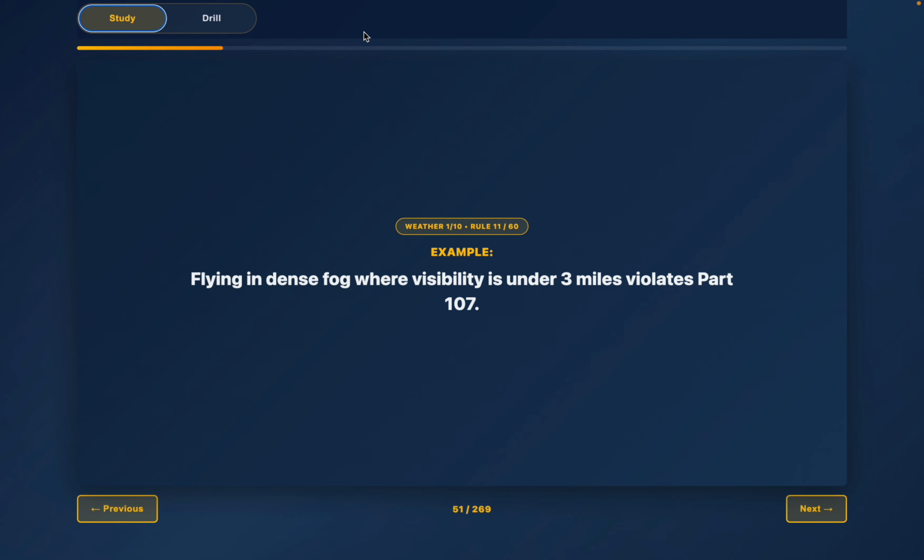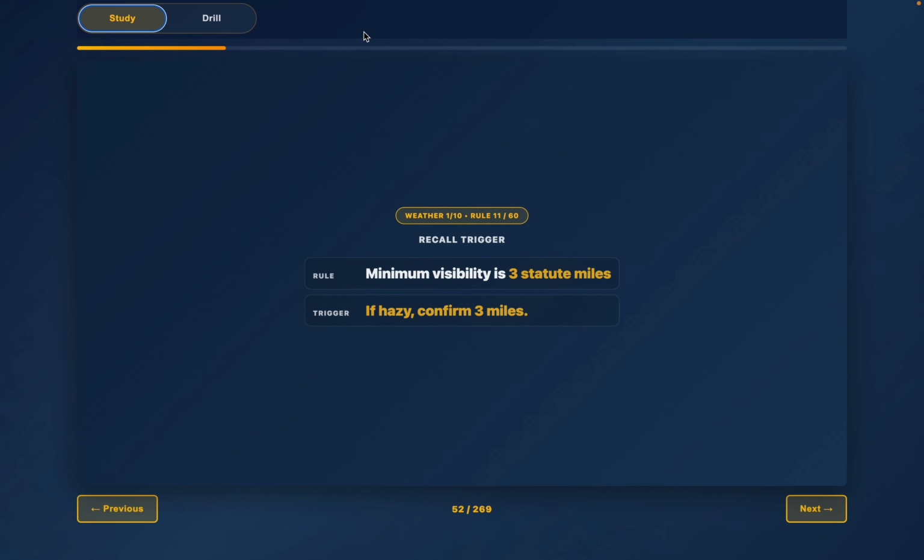It doesn't matter if your drone has sensors. It doesn't matter if you personally feel comfortable. If visibility is under the limit, the flight is illegal. Trigger phrase: if hazy, confirm 3 miles. Now we're going to switch over to drill mode for the rest of the section.